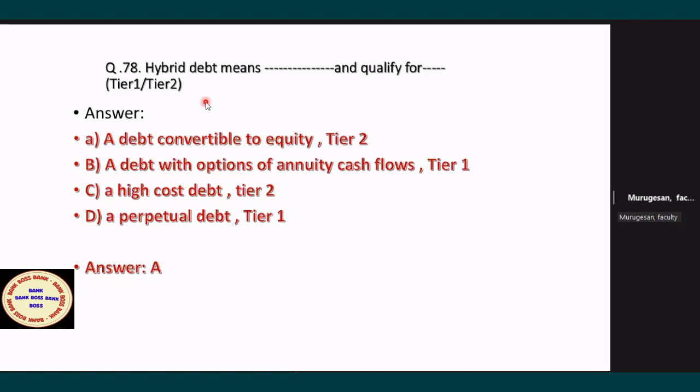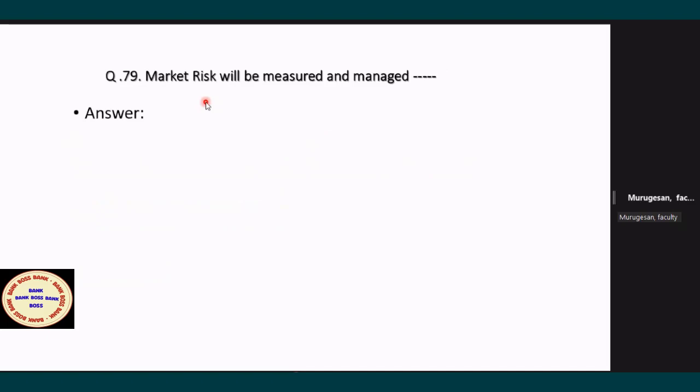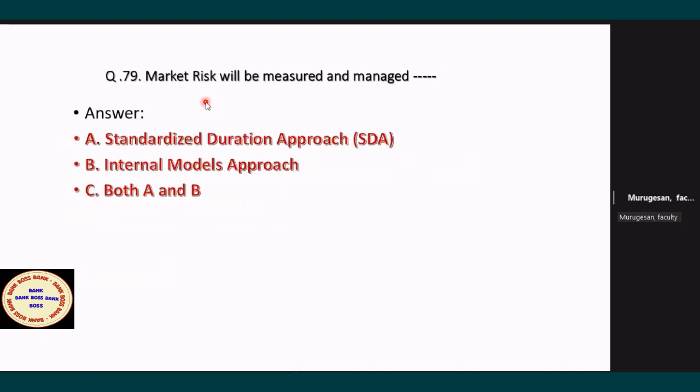Okay, hybrid debt you understood. Now market risk will normally be measured through the SD approach. SD approach means standardized duration approach. Now, the internal model: both approach A and B, sir? They are developing these models. Internal models are also being developed, and the standardized duration approach is the standard one. We'll see how you have to manage. It is either A or B, not both A and B. So D is the answer.